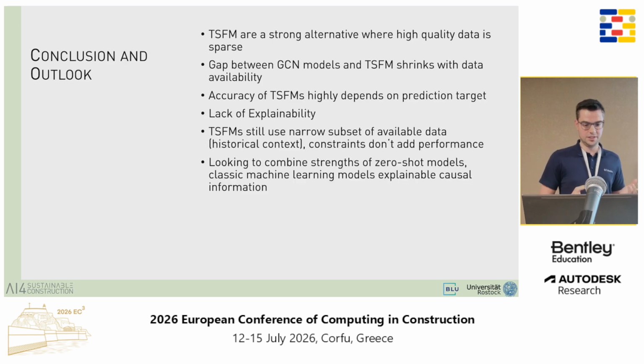So of course there are some limitations. We have a lack of explainability. We can append normal models with explainability techniques, but these models have just learned something in pre-training, and we don't know where it's coming from. Also, we limit ourselves to this point to a narrow subset of available data, just the historical context, and we have seen that constraints do not necessarily add to performance.